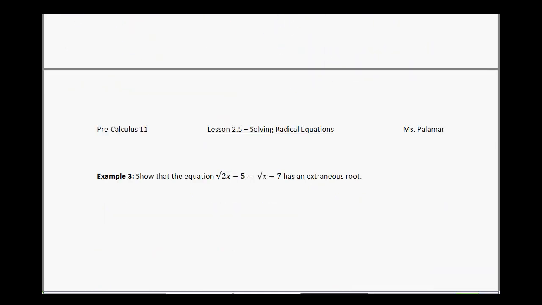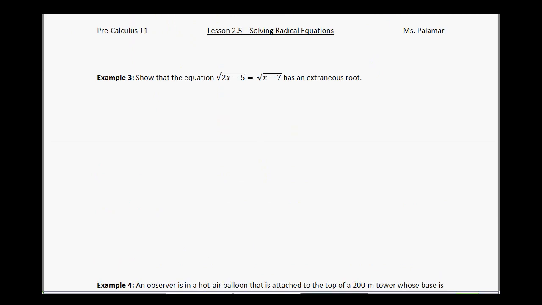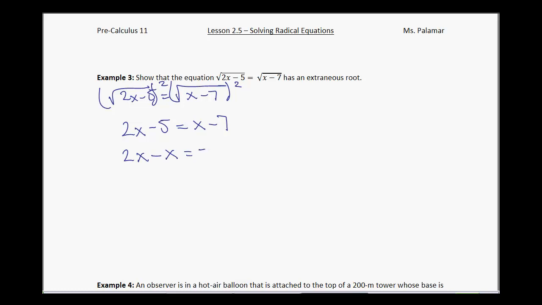Moving along. Example 3. Show that the equation √(2x − 5) = √(x − 7) has an extraneous root. So to do that, we should go ahead and solve and check our solutions that we find. √(2x − 5) = √(x − 7). We must square both sides to get rid of our square roots, and we're left with 2x − 5 = x − 7. Let's collect like terms. 2x − x now equals −7 + 5. We get x = −2.